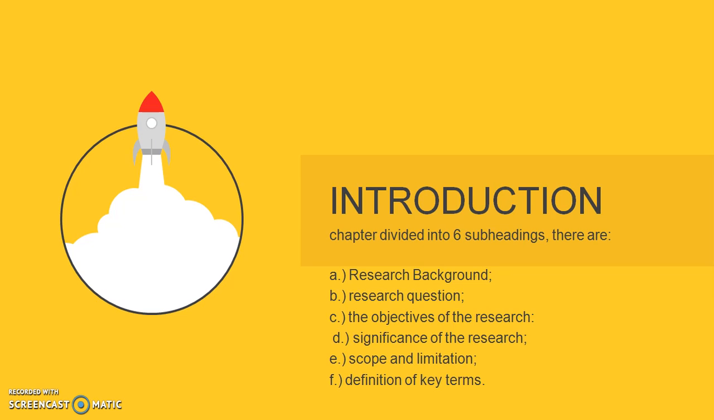The first chapter is introduction. This chapter is divided into 6 subheadings. There are research background, research questions, the objective of the research, significance of the research, scope and limitation, and the last is definition of key terms.